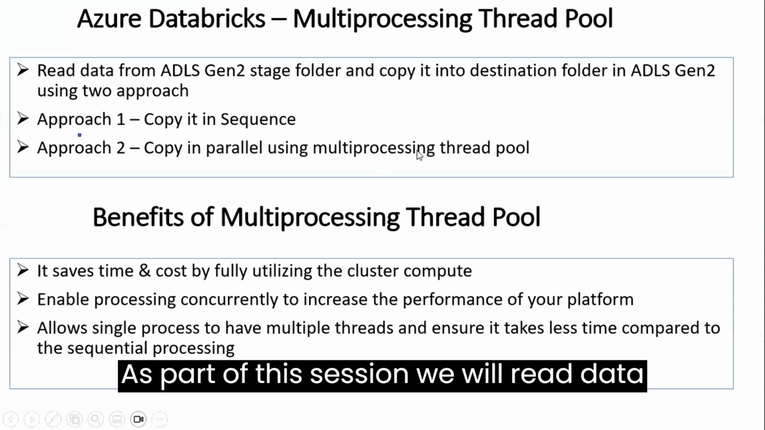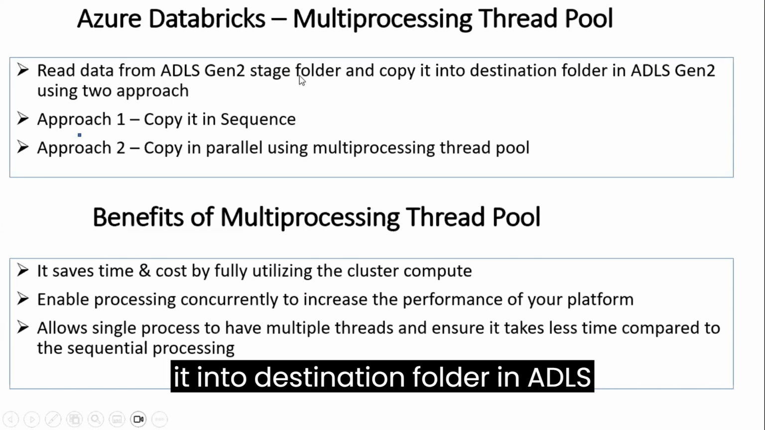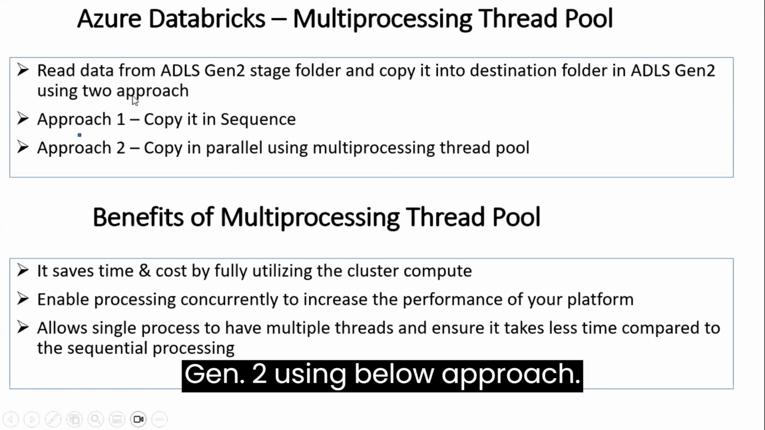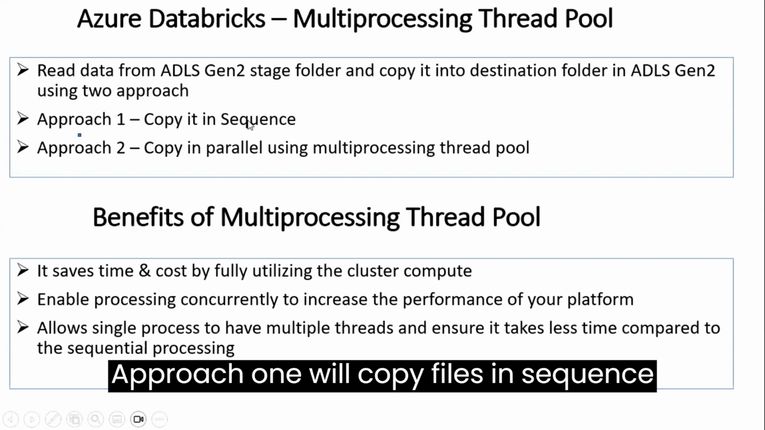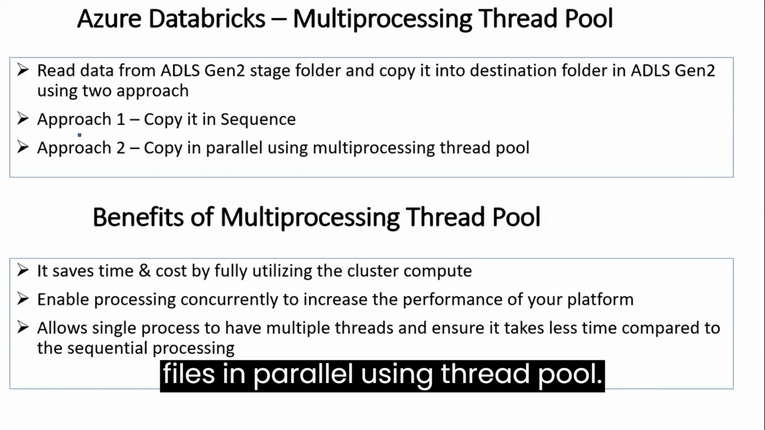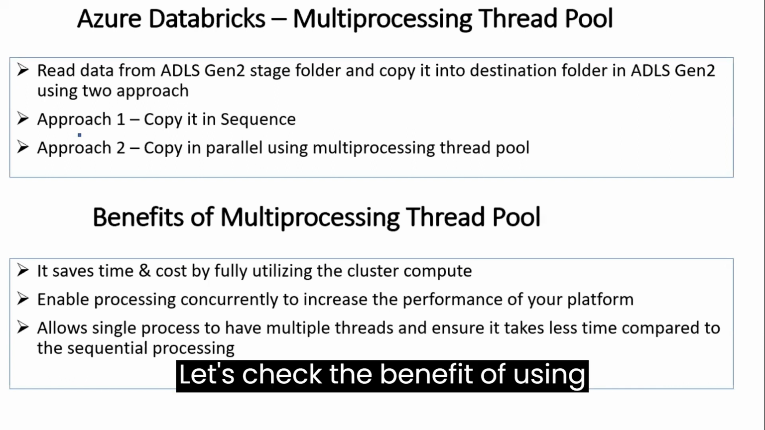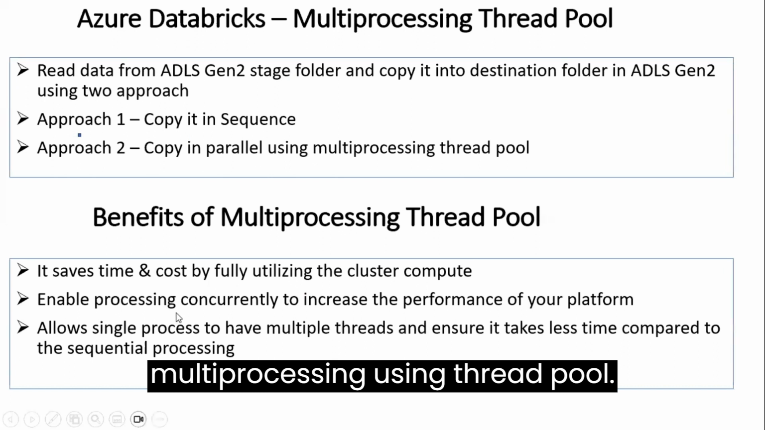As part of this session, we will read data from ADLS Gen 2 stage and copy it into destination folder in ADLS Gen 2 using the below approach. Approach 1 will copy files in sequence, and approach 2 will copy the same files in parallel using thread pool. Let's check the benefit of using multiprocessing using thread pool.